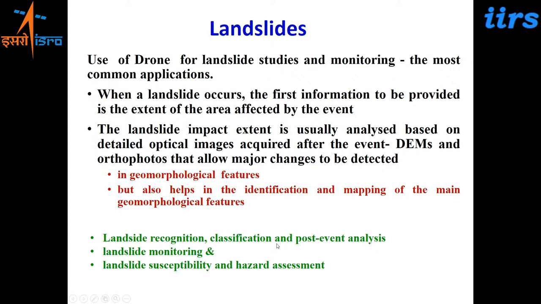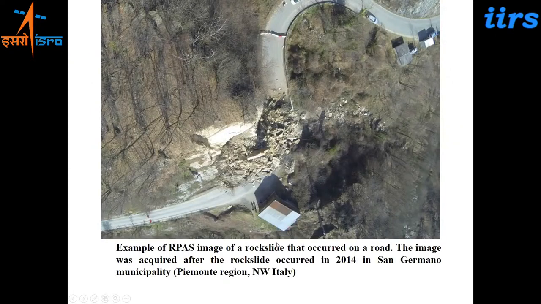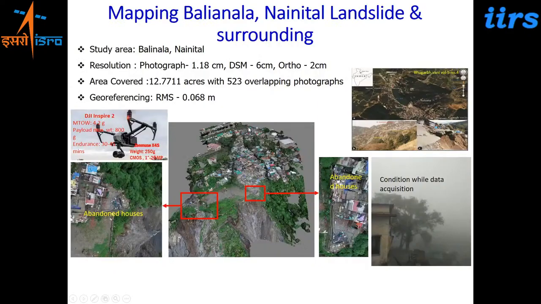Right, so this is an example of a high resolution drone image of a rock slide that occurred on a road. This image was acquired after the rock slide occurred in 2014 in San Germano in Italy. So one can analyze the damage and the impact it will cause to the nearby areas. This is one example which we did.